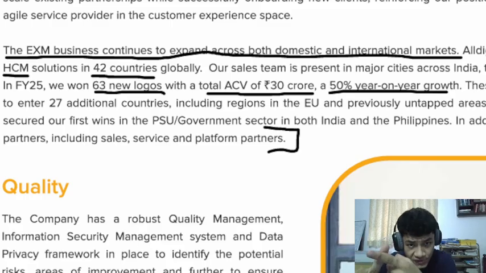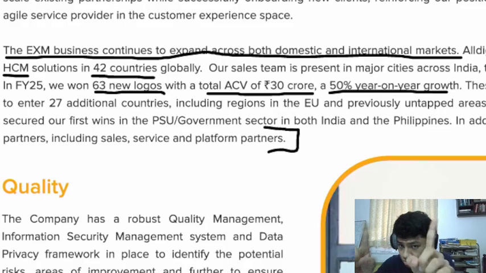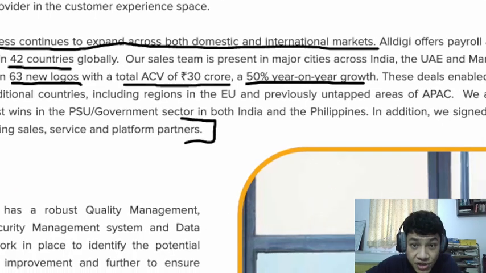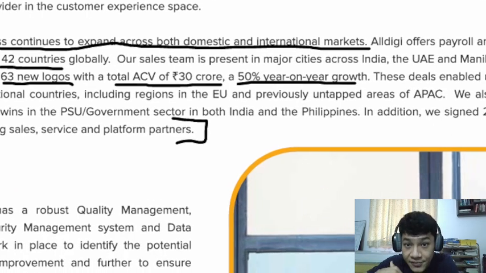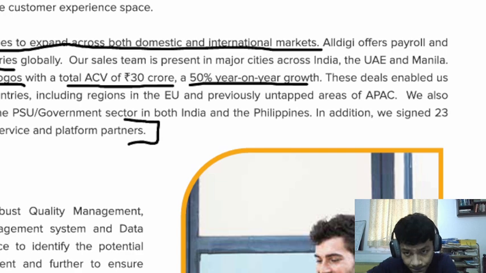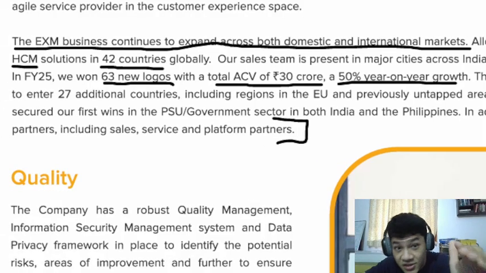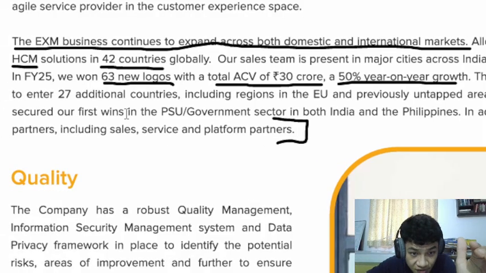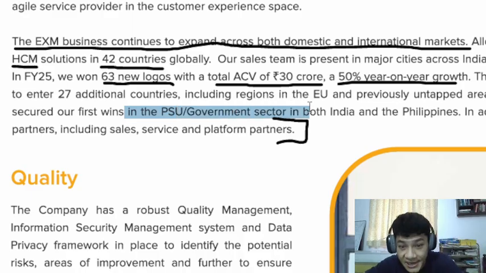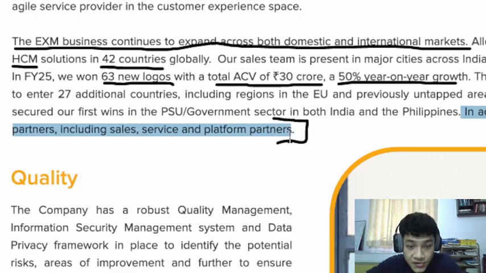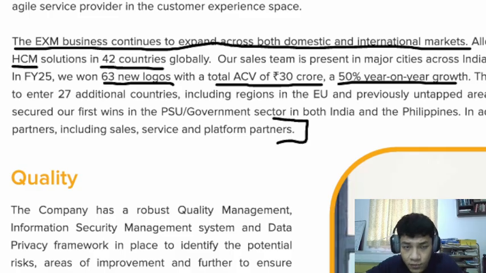They're entering new markets, they're acquiring more clients, they're introducing more products, including regions in the EU, and previously untapped areas of APAC. APAC is what? I forgot what APAC actually means. Okay. We also secured our first wins in the PSU government sector in both India and the Philippines. In addition, we added 23 new partners, including sales, service, and platform partners.